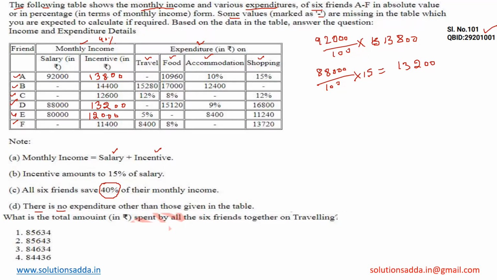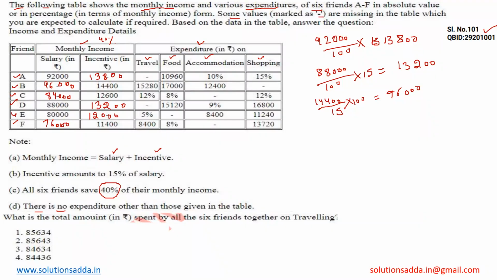Similarly, we can find the 100% of the salary here. We have the 15% of the salary, so we can easily calculate what the 100% of this salary will be. We calculate 14,400 divided by 15 and multiplied by 100. It will equal 96,000. So the salary for person B will be 96,000. Similarly for person C, salary will be 84,000, and the salary of person F will be 76,000. You may calculate this with this simple calculation.